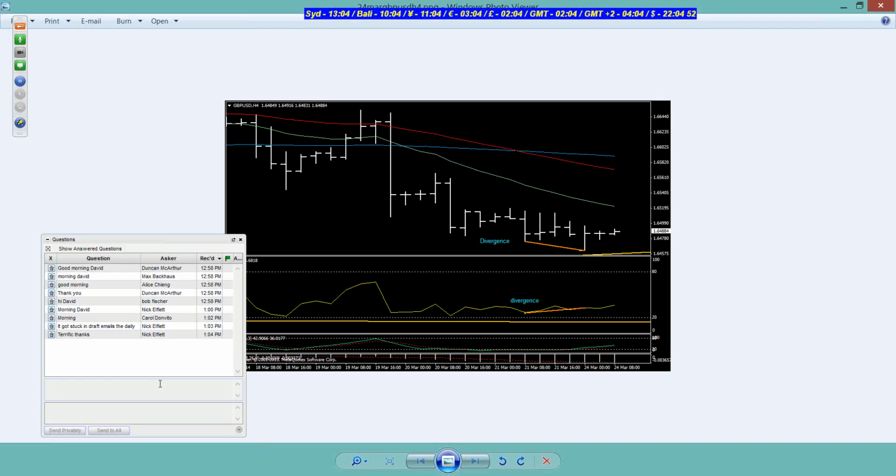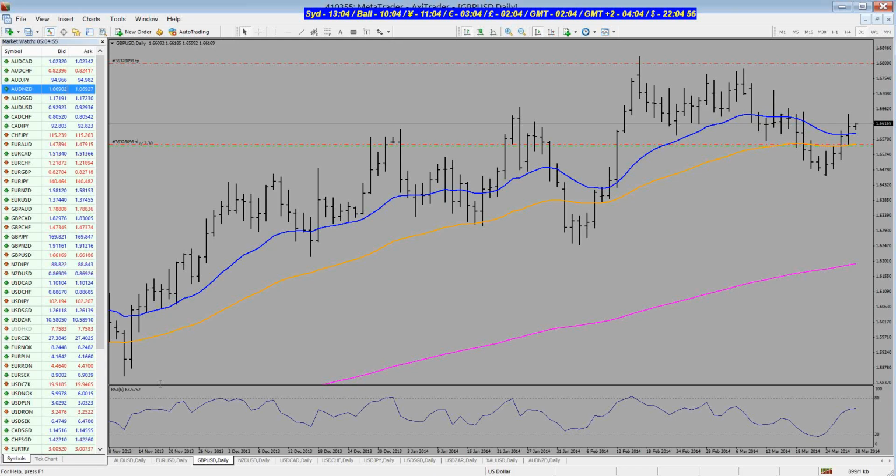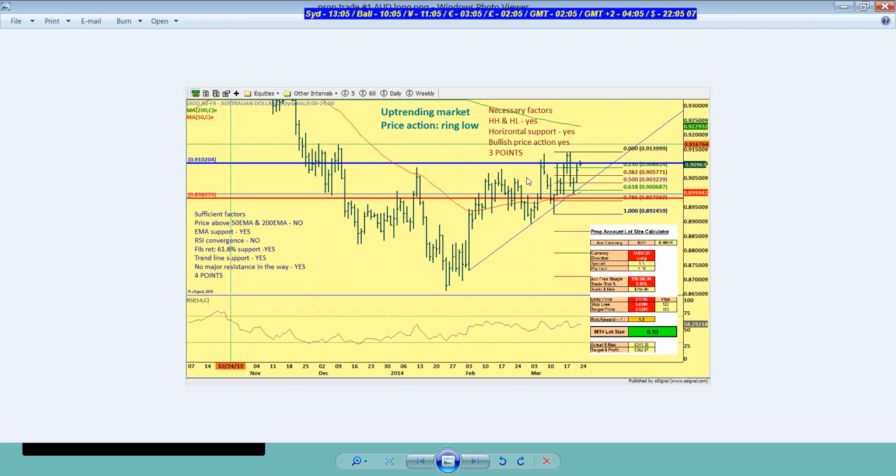Next one is Aussie dollar analysis and risk calculation. I got into the trade on Monday, 5 pips above the ring low, which went well on Wednesday. I moved my stop just on the Tuesday bar to break even. I've not moved my stop since then.